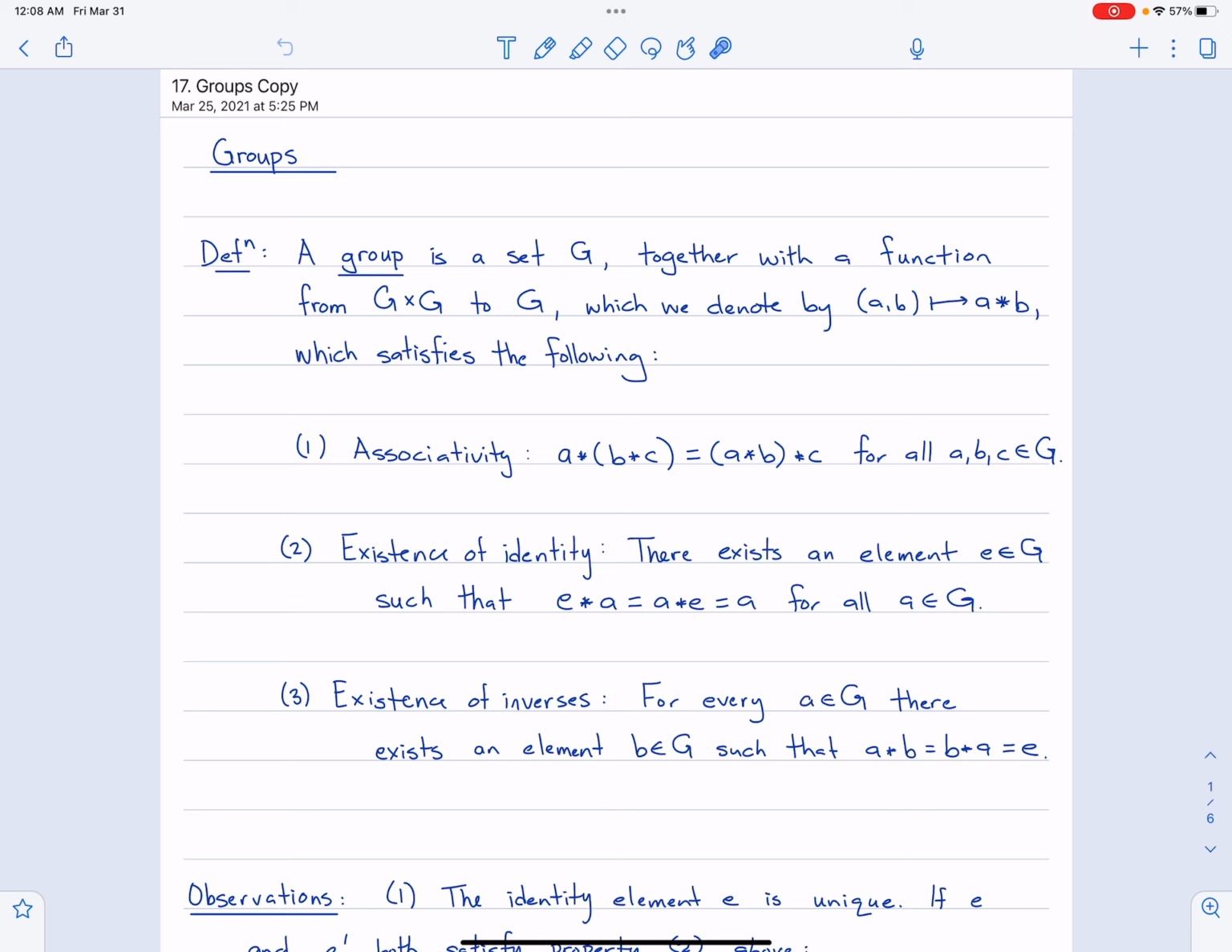Maybe I'll say right now, this group operation really is a function from G cross G to G itself. But what we're going to think of this as being is not a function that we plug two elements of G into. We're going to think of it as just a way of taking two elements in G and combining them to get a new element in G.